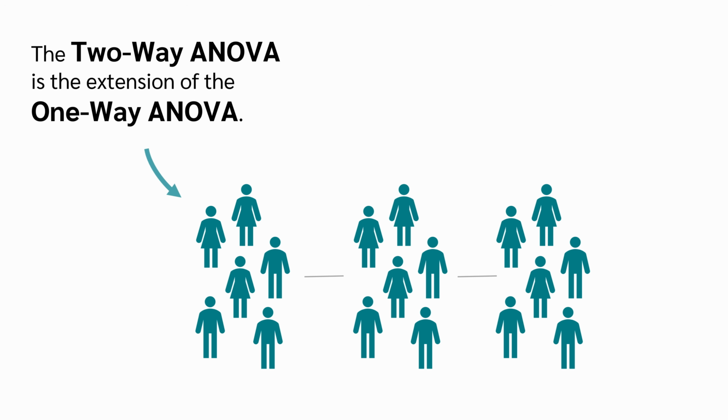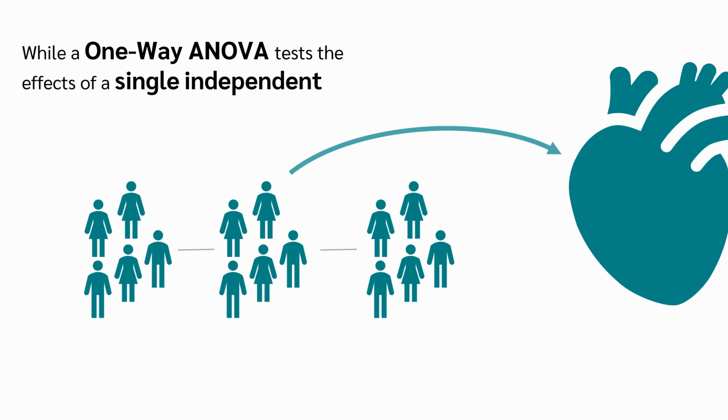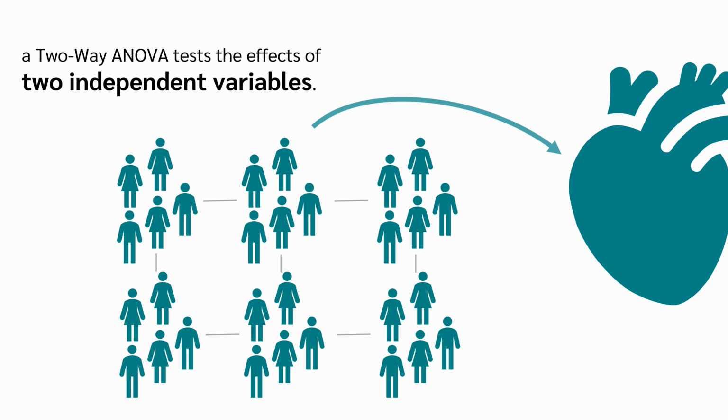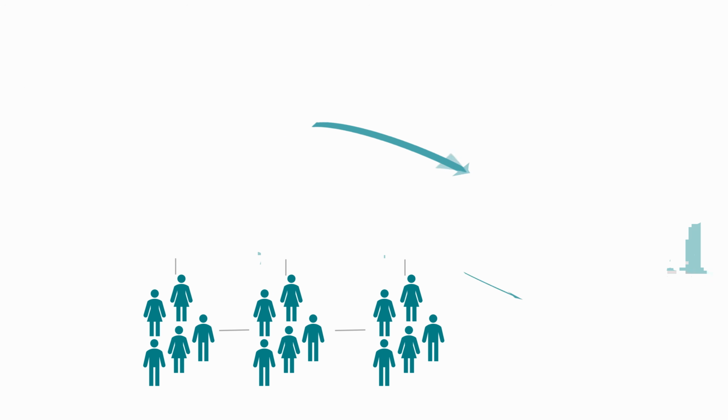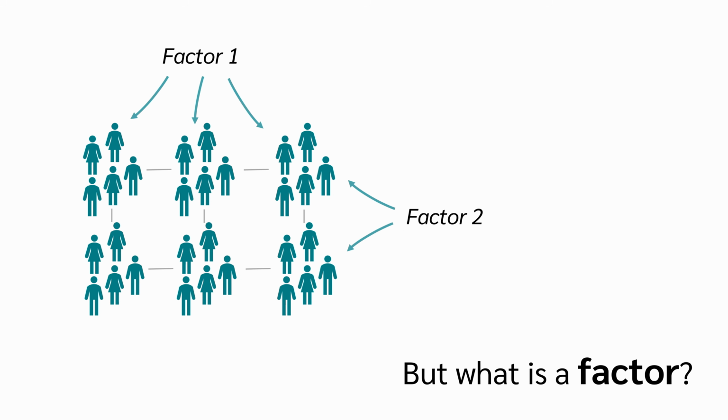So, the two-way ANOVA is the extension of the one-way ANOVA. While a one-way ANOVA tests the effects of a single independent variable on a dependent variable, a two-way ANOVA tests the effects of two independent variables. The independent variables are called factors. But what is a factor?